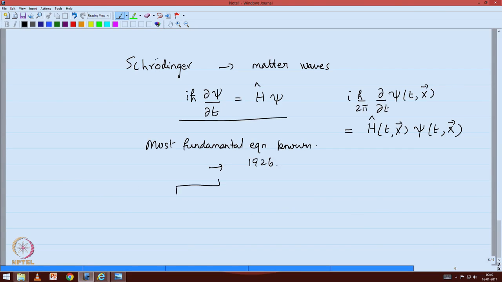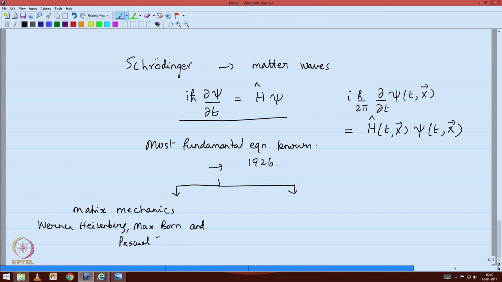So there were two groups of quantum mechanical descriptions at that time. Matrix mechanics used the idea of matrices for quantum mechanical quantities, and it was proposed by Werner Heisenberg, Max Born, and Pascual Jordan. And this is the wave mechanics proposed by Erwin Schrodinger. This was 1925, this is 1926.